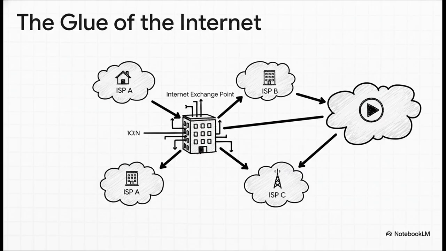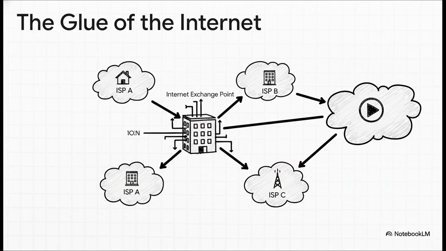And what's the glue that holds all these thousands of networks together? Well, a big part of it is something called Internet Exchange Points, or IXPs. These are just huge physical data centers where all these different ISPs can plug into each other and exchange traffic directly. And on top of that, you have the giants, companies like Google or Netflix. They've built their own private global networks just to get their content from their data centers to your ISP as fast as humanly possible.